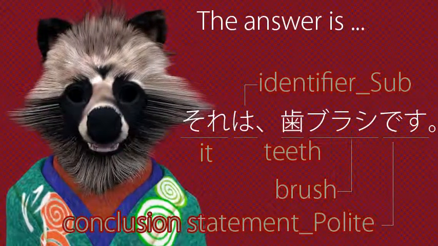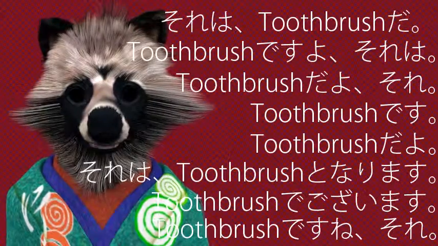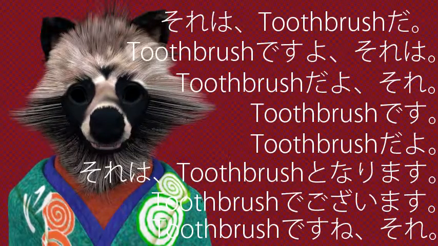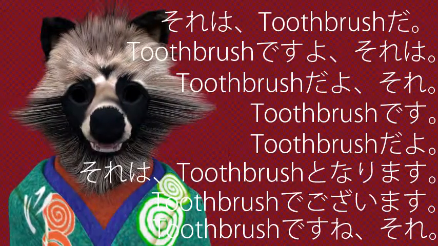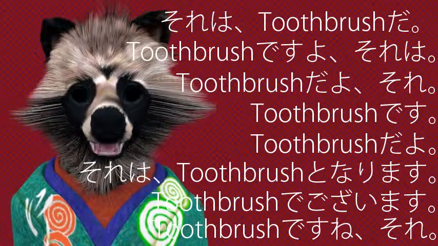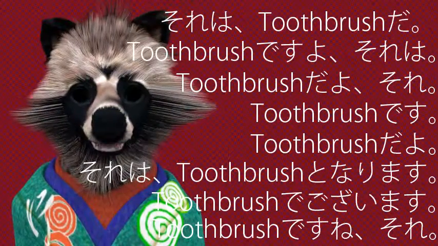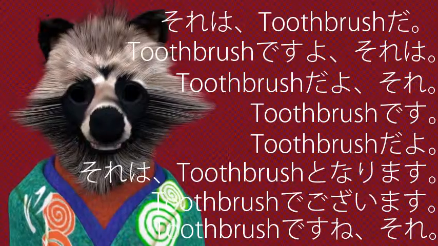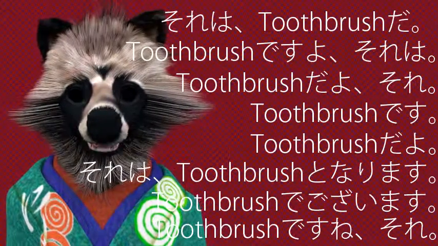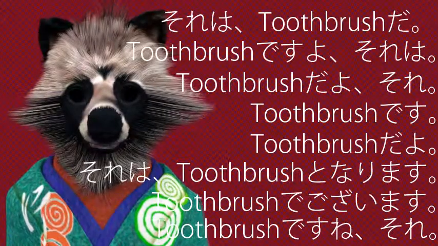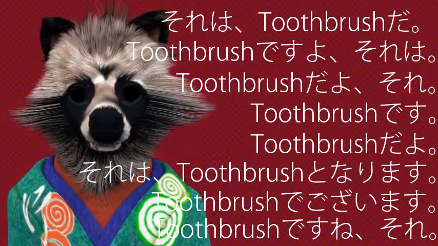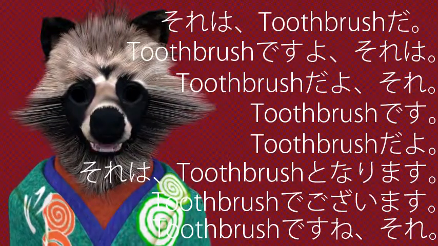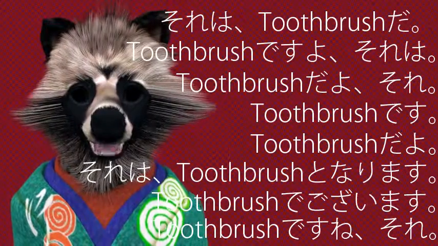By the way of answering about this, there's various transformed sentences such as それは toothbrush です。toothbrush ですよ、それは。toothbrush だよ、それ。toothbrush です。toothbrush だよ。それは toothbrush となります。 なんか toothbrush がまともに言えてないですね。toothbrush でございます。toothbrush ですね、それ。Various way we can see no end. These examples don't include regional accent of Japanese language.